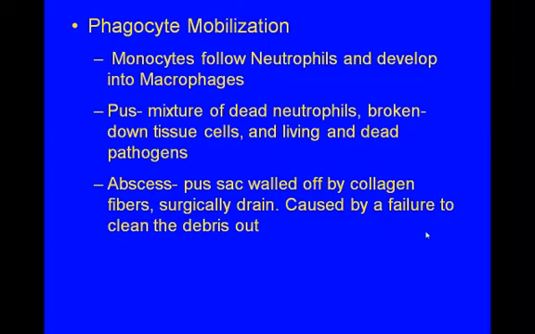Now, monocytes will follow neutrophils and then develop into macrophages to help. Now, pus is a mixture of dead neutrophils, broken down tissue cells, and living and dead pathogens. An abscess is the pus sac walled off by collagen fibers, so it needs to be surgically drained. Now, this can be caused by a failure to clean out the debris, either by the macrophages or simply by you not keeping the area clean.